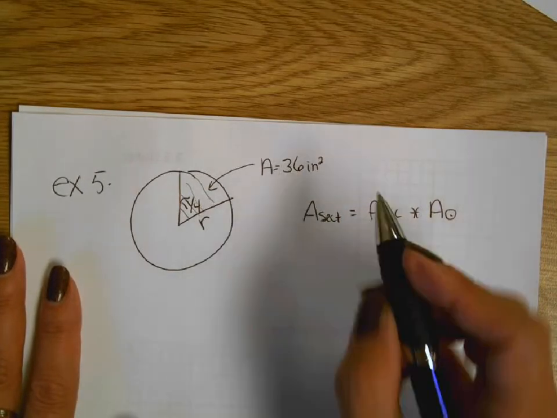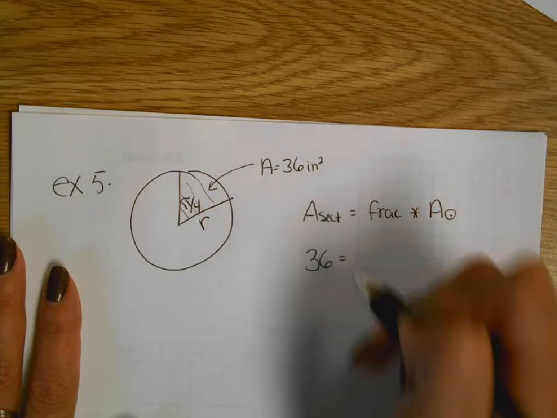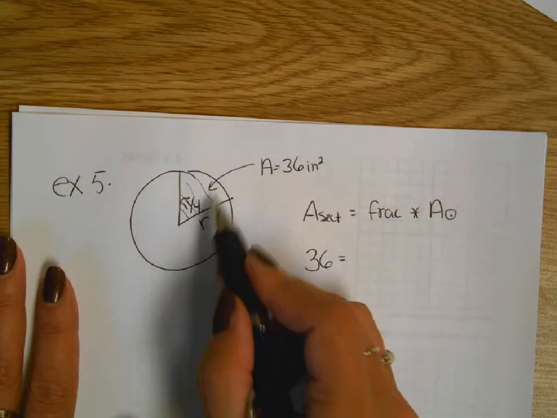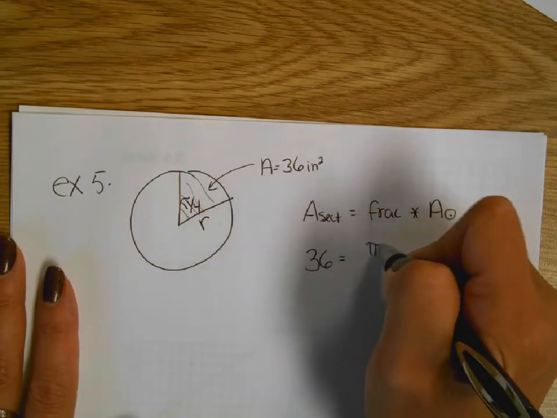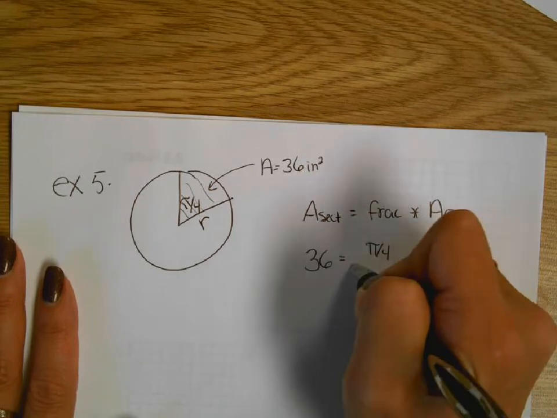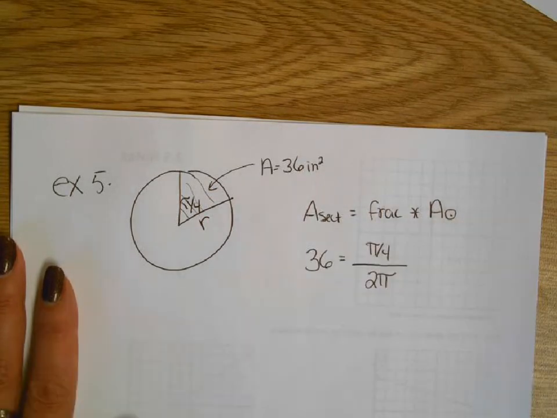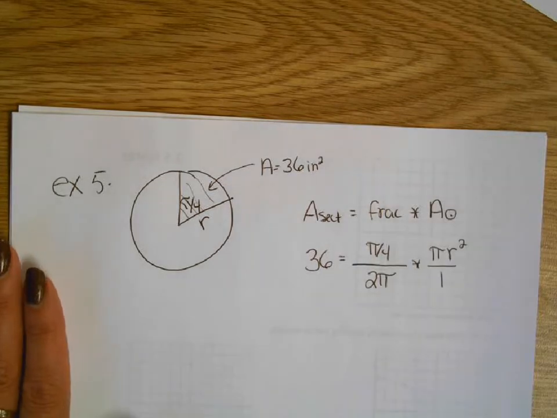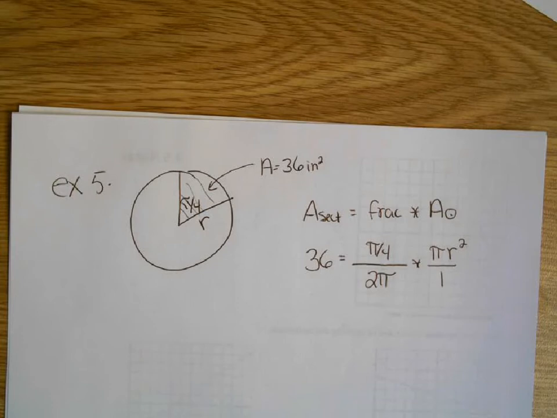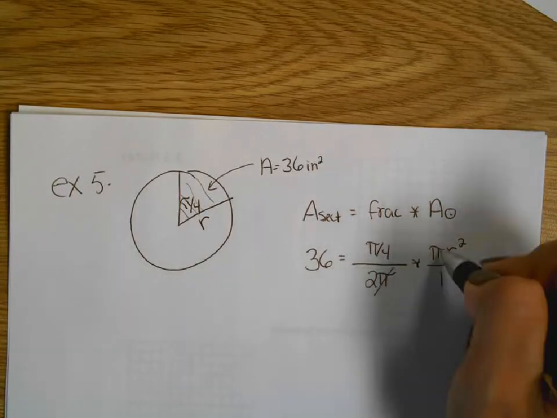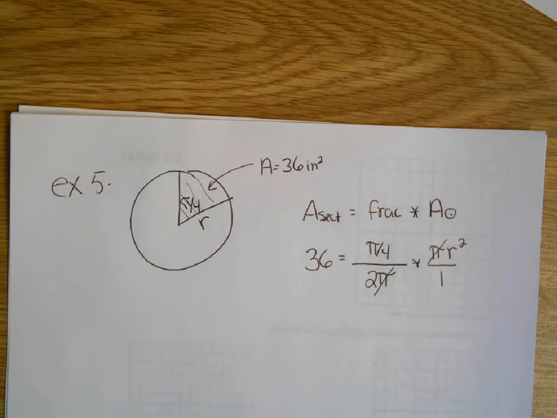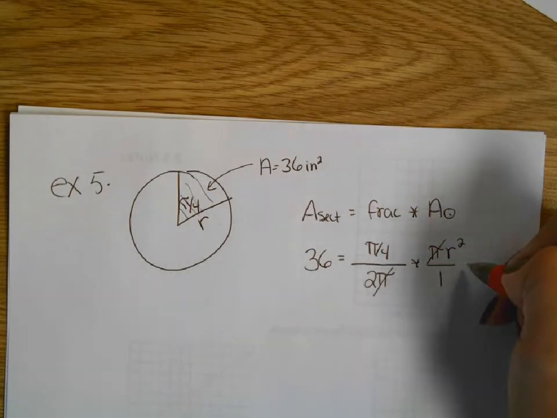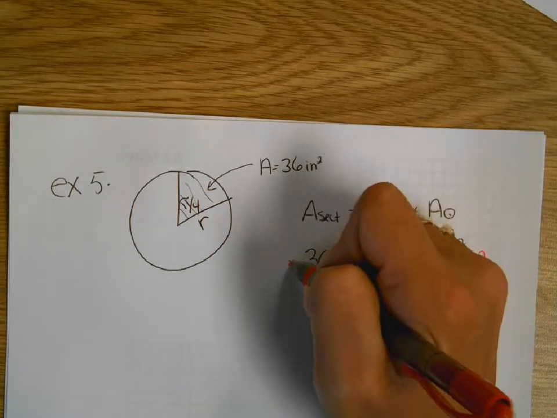Well, we know the area of the sector, it's 36. How do I get the fraction of the circle that I'm dealing with if I know that the piece is pi over 4? Divide by the 2 pi full circle. And then we multiply by pi r squared. We don't know the radius. So the first thing I would do is cancel these pi's out. What do you think's the next thing I would do? Multiply by 2 to get rid of that divide by 2. So then I don't have multiple fractions that I'm dealing with.